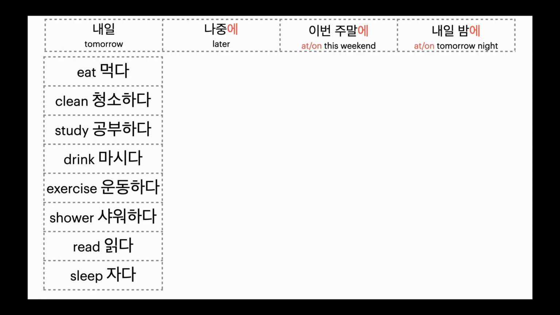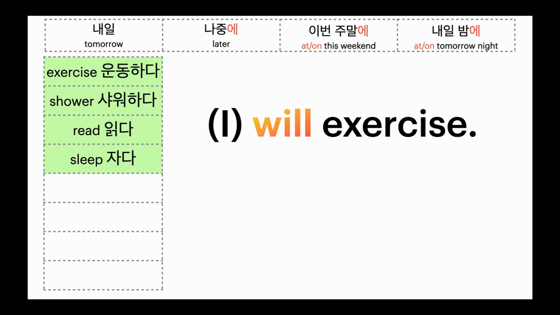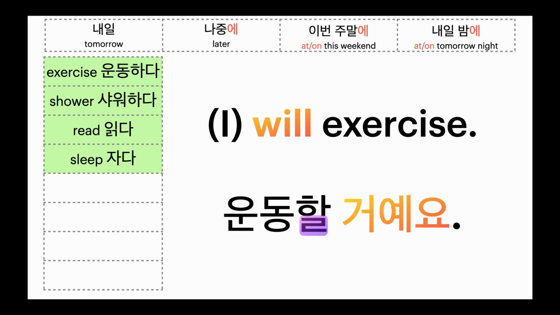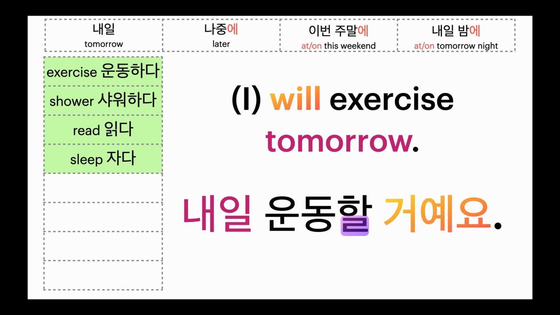Now let's go ahead and make our future tense round just a little bit more interesting by assuming that you're now familiar with these four verbs right here. So let's get rid of them and scooch the rest of these guys on up here so that we can get four new verbs in a little bit later. But first, let's practice with what we already know by starting with the sentence, I will exercise. 운동할 거예요. I will exercise tomorrow. 내일 운동할 거예요.